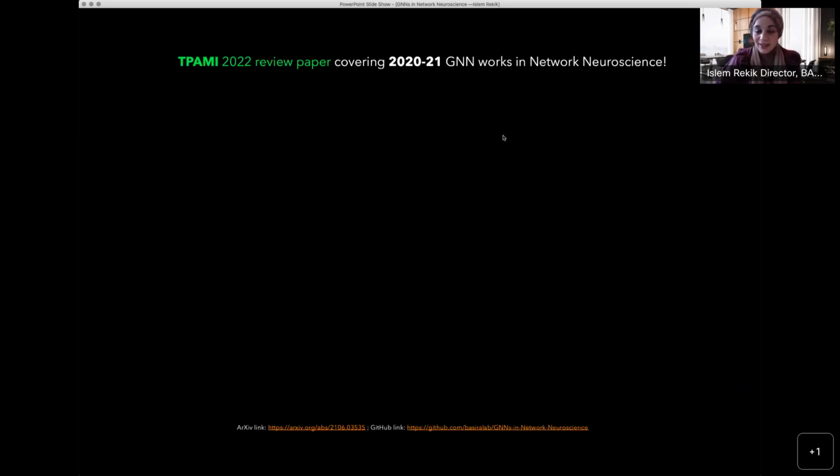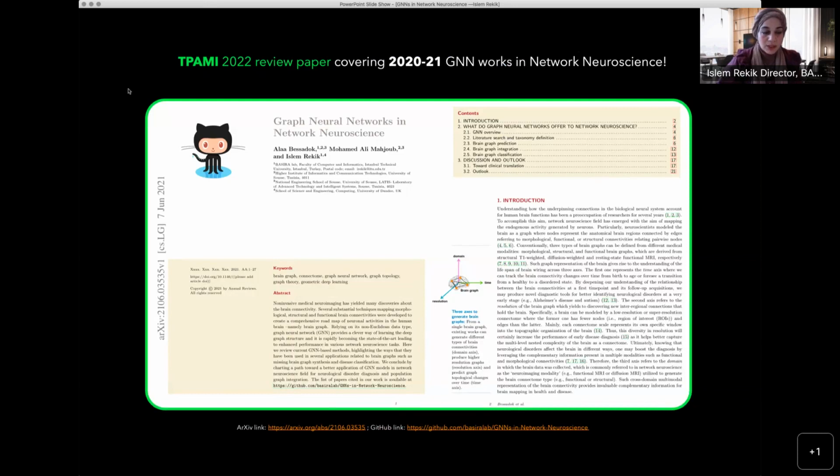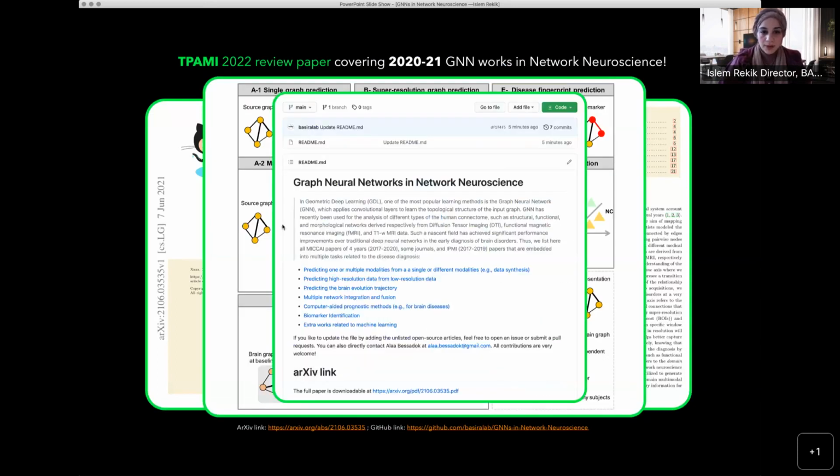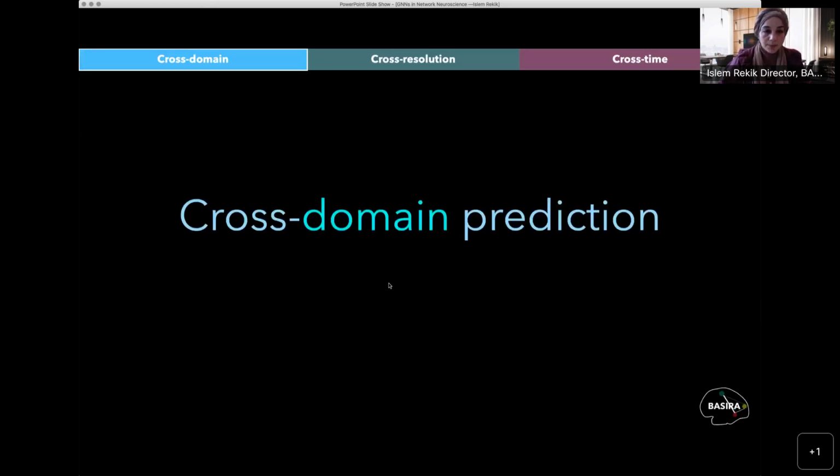These works have also recently been published as a TPAMI review paper covering GNN models in network neuroscience from 2020 to 2021. So if you're interested, feel free to read the paper and check out also the GitHub repo associated with the paper. So let's start with the three examples.